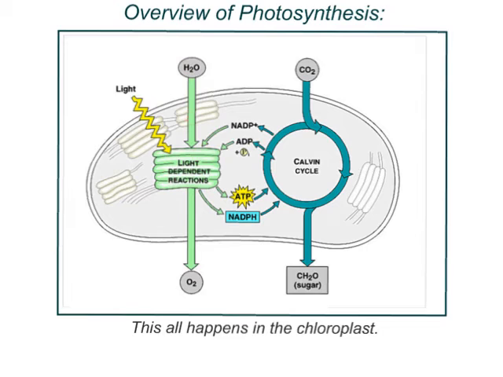Water also comes into our system. Oxygen exits our system at this point. The energy produced by these light reactions is sent on to the Calvin cycle, which uses carbon dioxide, as well as this energy, to produce sugars. All of this takes place within the chloroplast of the cell.